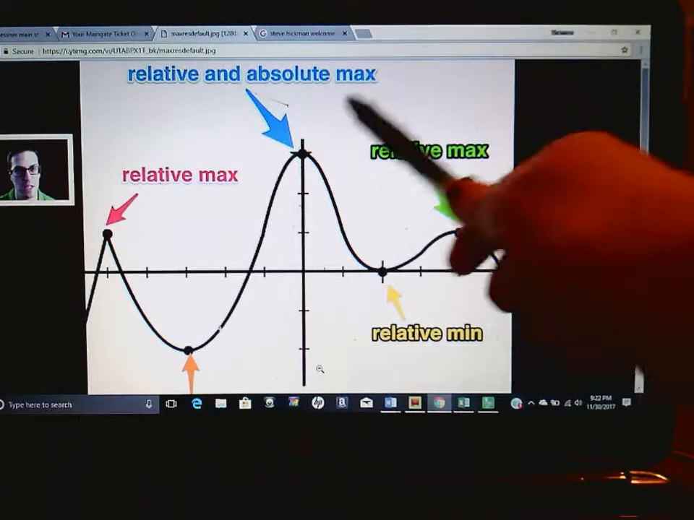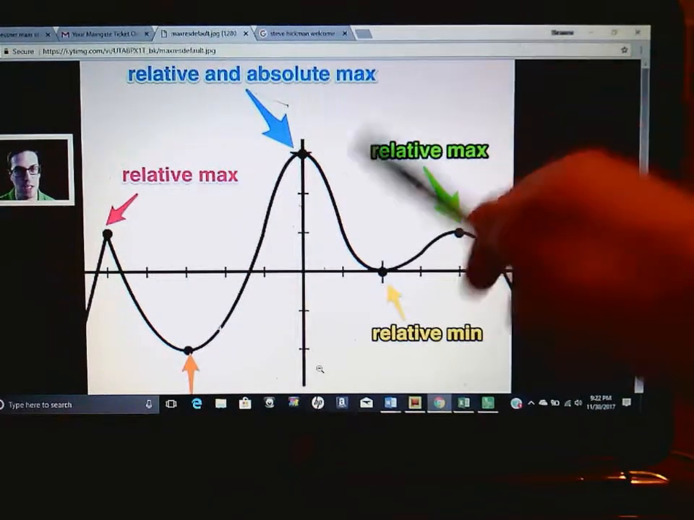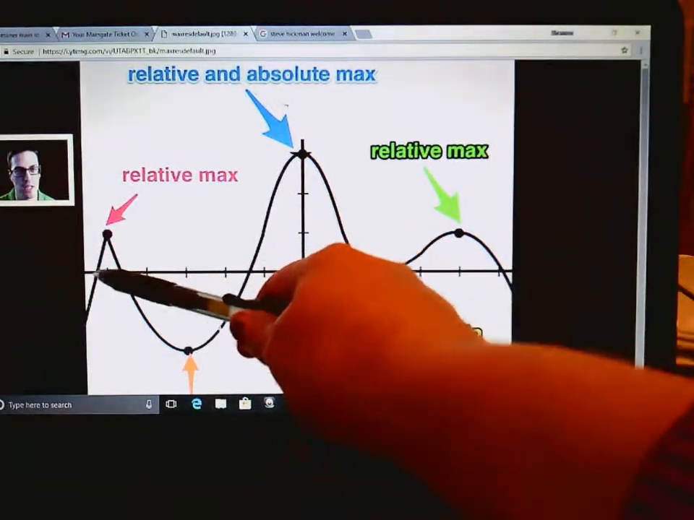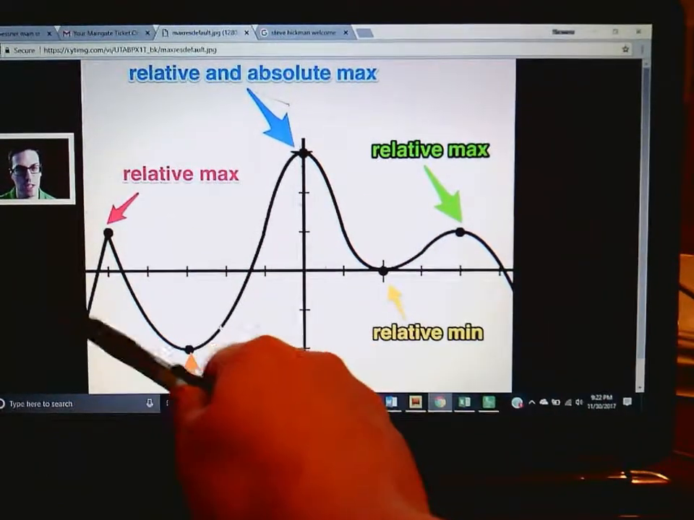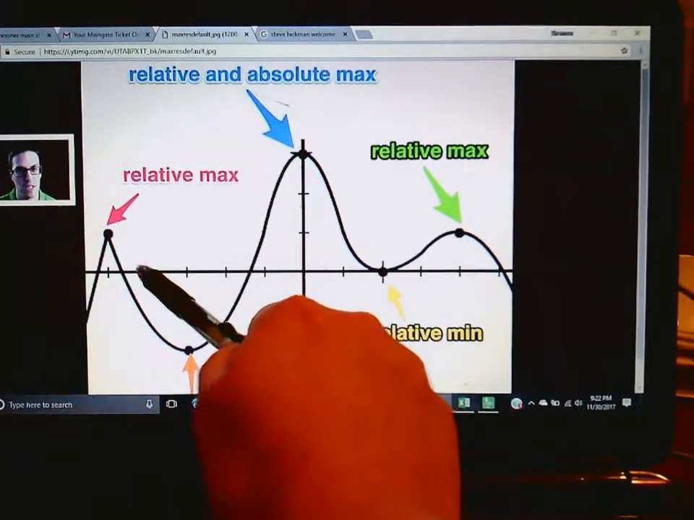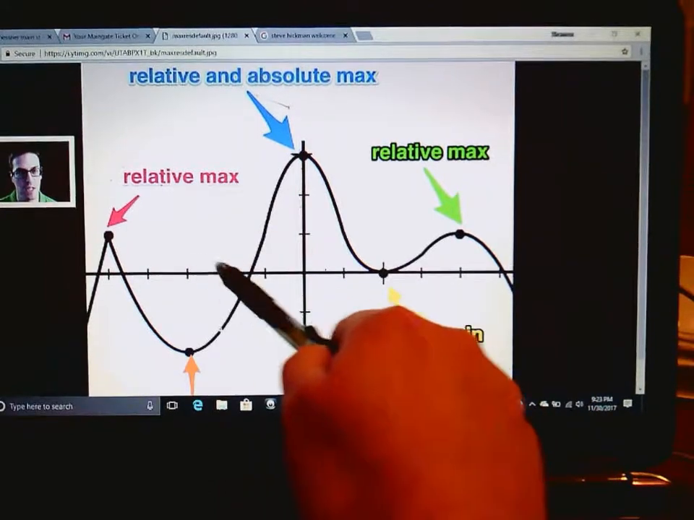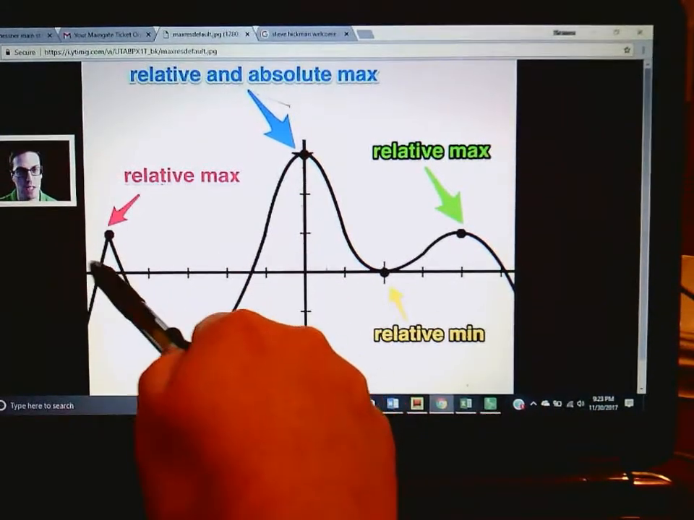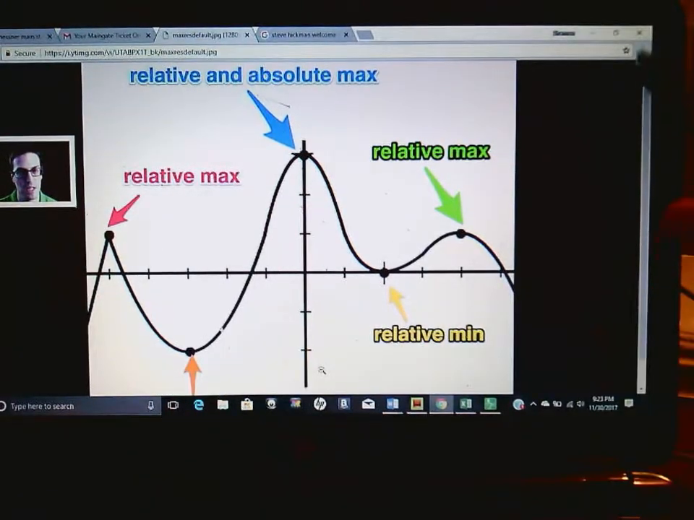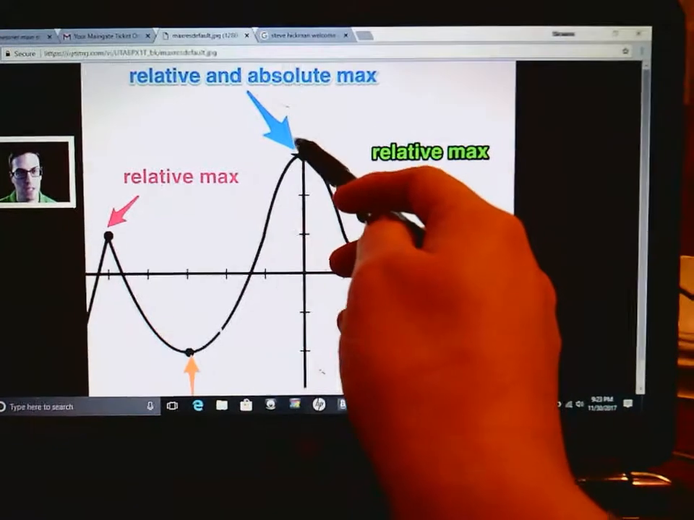Now I want to say something. If you have the graph going up to infinity here and over there, you're not going to have an absolute max because it keeps increasing. So we're just going to assume this is the closed interval we're looking at, from here to there. We're not going to worry about what the sides are doing. So our interval is from -5 to 5.